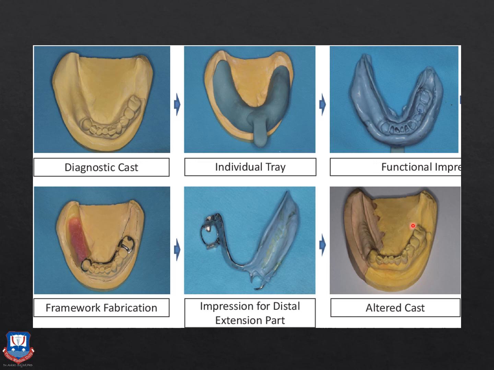So this area is in two colors because the master cast has been poured in type 3 dental stone, and our primary focus, that is the distal extension denture area, is poured in type 4 or type 5 high strength dental stone, or high strength and high expansion dental stone or die stone.